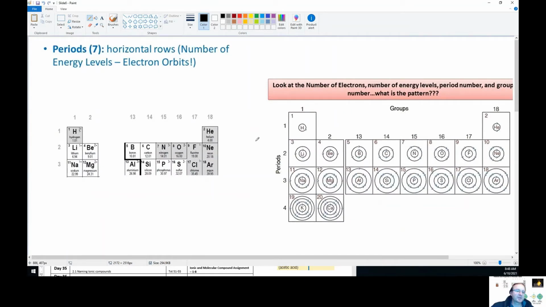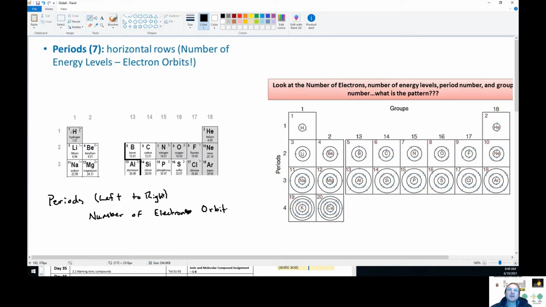All right, so in our notes here, periods run left to right. And they tell you something pretty interesting. You can see it written up there. They run left to right. They show the number of electrons, or sorry, the number of electron orbits. Let's take a look at this picture here.